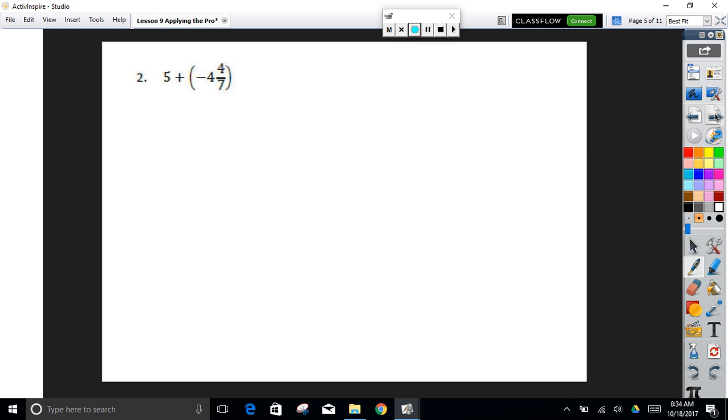All right, let's take a look at this example. 5 plus negative 4 and 4/7. What do you think I should do first for this one? Katie? Separate the 4 and 4/7 from the 4. Okay, great. Separate the mixed number. So what would it separate to? It would separate the negative 4 and negative 4/7. Good. Negative 4 plus negative 4/7. Okay, now what can I do?